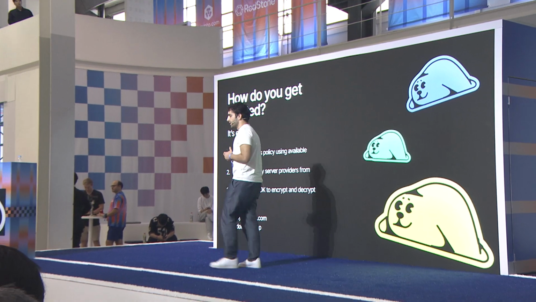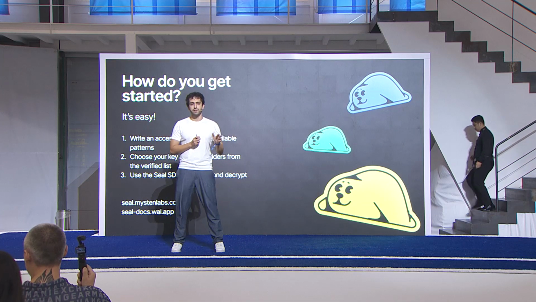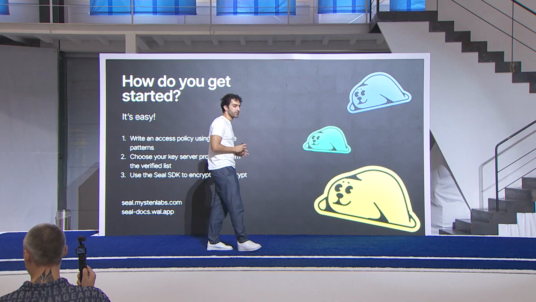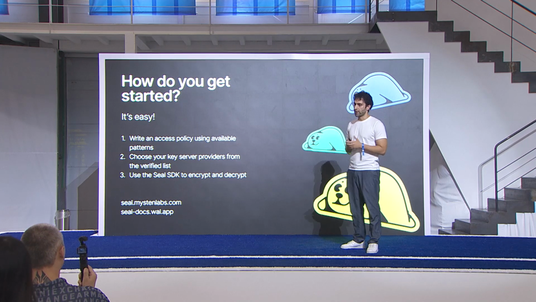How to get started with Seal? Well, it's pretty easy. It's only 3 steps. You have to start with the access policies. You can either use some of the recipes that we have in our docs, or you can write your own in Move smart contracts.